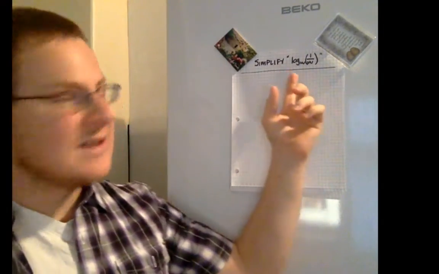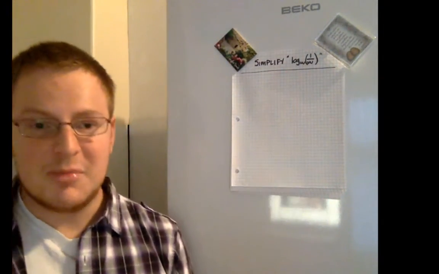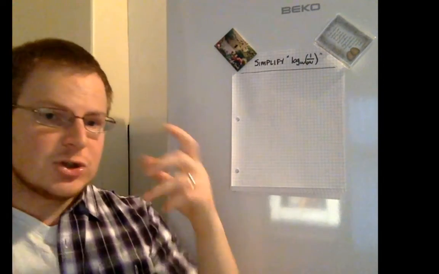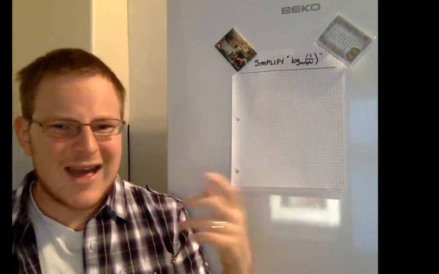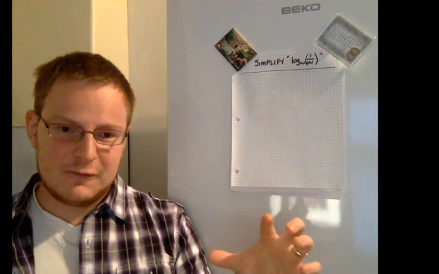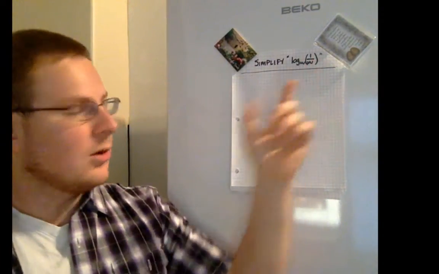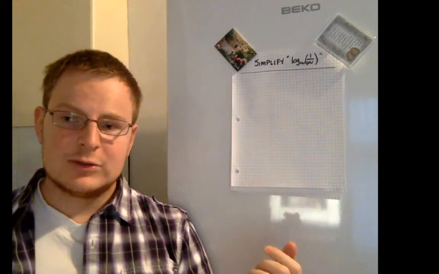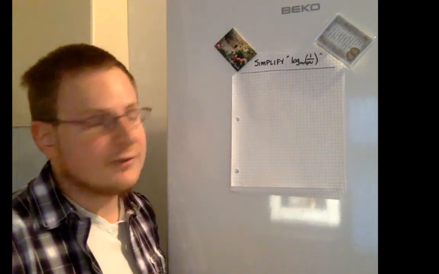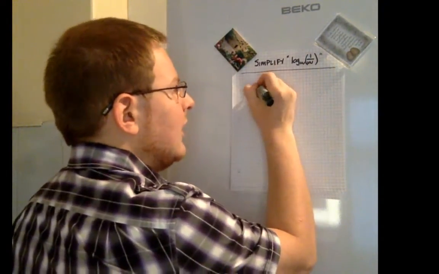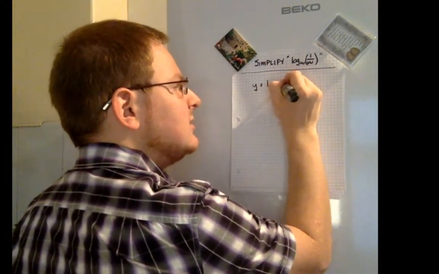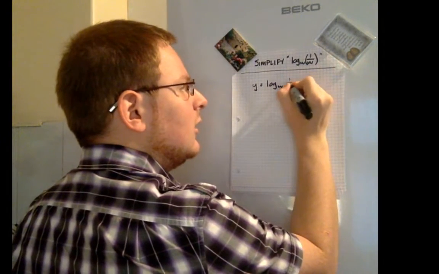We are going to simplify the equation log to the base w of 1 over w. So this is a question of how many times you can multiply w by itself to get 1 over w. So we'll start by writing it in the form of an equation that we can work with, and then we'll take it from there. So we'll say y is equal to log to the base w of 1 over w.